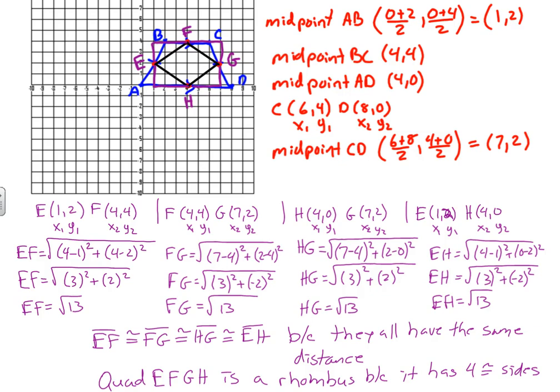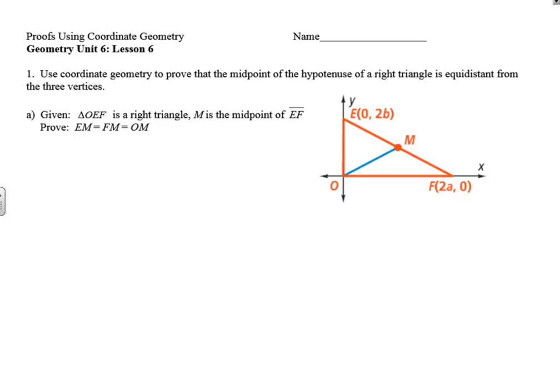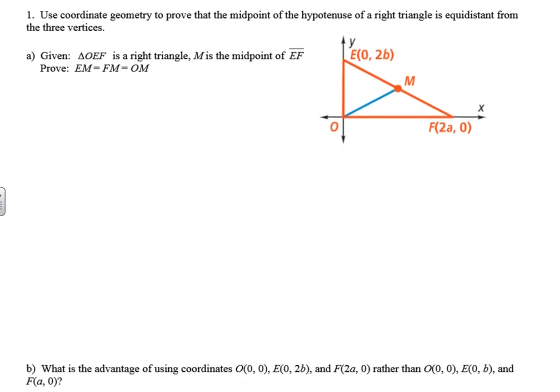Okay, so let's go ahead now to the lesson 6 page, and in this one, I'm going to show you how to use coordinate geometry to prove some of these relationships. It says use coordinate geometry to prove that the midpoint of the hypotenuse of a right triangle is equidistant from the 3 vertices. So we have this right triangle, OEF, and M is the midpoint of that, and we want to prove that EM equals FM equals OM.